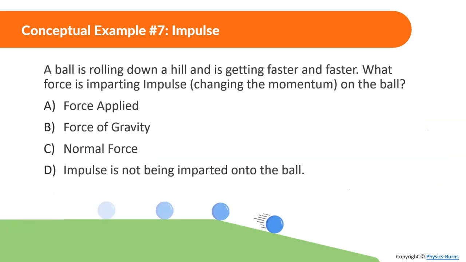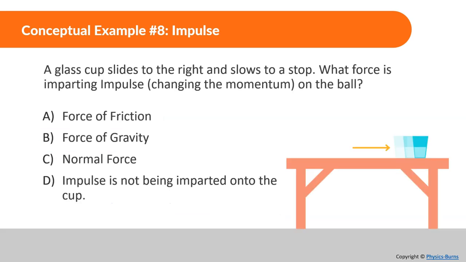A ball is rolling down a hill and the ball is getting faster and faster. What force is imparting impulse, changing the momentum on the ball? A, force applied, B, force of gravity, C, normal force, D, impulse is not being imparted onto the ball. The answer is force of gravity. Gravity is making it go faster and faster as it goes down the hill, changing its momentum to be more and more.